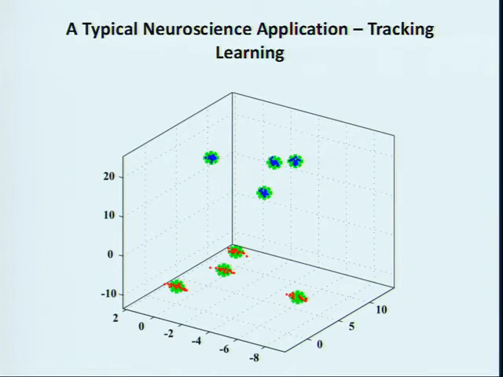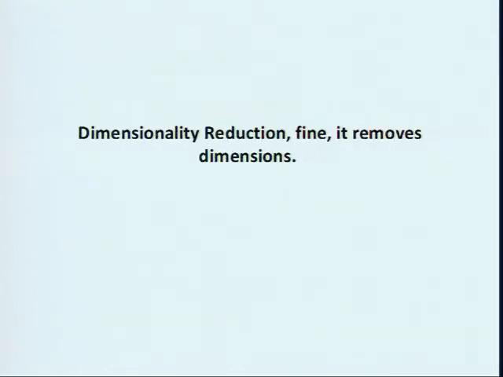What is interesting here is that I have the information coming from 30 neurons, but I present it in 3 dimensions. With GPFA, you're going to see that we can go even deeper in this direction. So dimensionality reduction, fine, it removes dimensions.